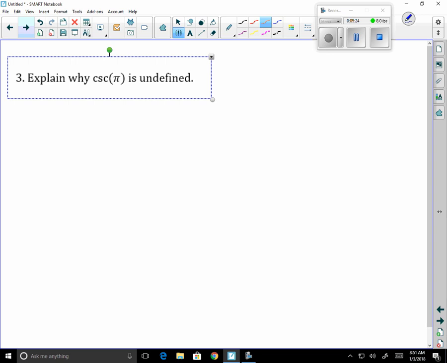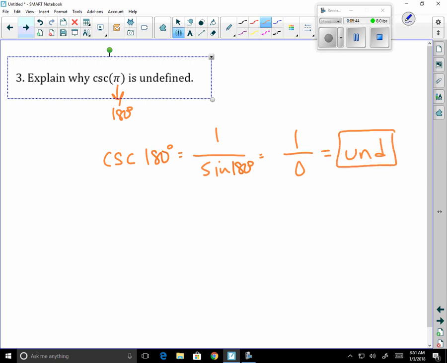Explain why the cosecant of pi is undefined. Well, pi we know is 180. So cosecant of 180 degrees is equal to 1 over the sine of 180. And we know that the sine of 180 is 0 from my unit circle. Therefore, this is undefined. So just knowing that cosecant is 1 over sine as a reciprocal is probably the most important concept there in number 3.